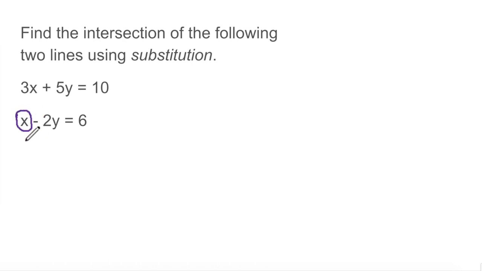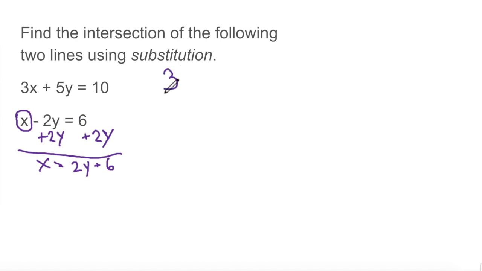And to do that, we just need to isolate the x on one side of the equation. We'll do that by just adding 2y to both sides. Plus 2y over here. And we get x equals 2y plus 6. Now we can take this, 2y plus 6, and plug it into x here, right? And then we'll just have an equation with all y's in it. So we'll be able to solve for y. So let's do that. We'll rewrite this equation using this value in place of x.